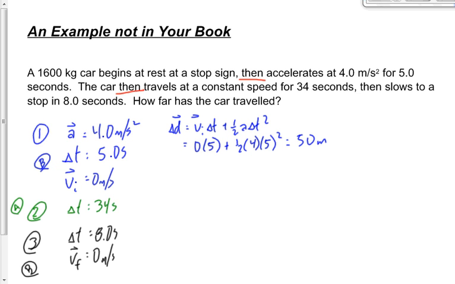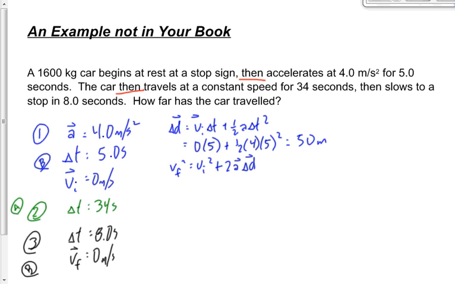Well, it seems like it might be hard to find a displacement in stage 2 with only a time. We don't know how fast it's moving in stage 2. Does anybody have any thoughts? Perfect answer. We're going to say VF squared is equal to VI squared plus 2AD, or we could use A is equal to delta V over delta T. Either one of those is going to get me VF for the blue phase, the first stage.